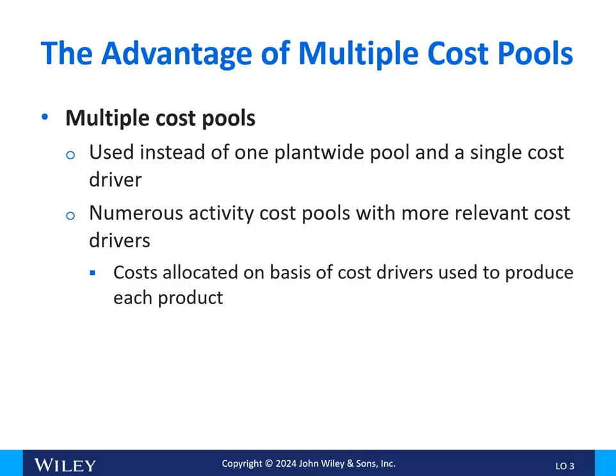So with multiple cost pools, it's used instead of one plant-wide pool and a single cost driver. Numerous activity cost pools with more relevant cost drivers. The costs are allocated on the basis of cost drivers used to produce each product. So it's more relevant to get the certain cost, and as certain activities cost more than others, we're driving those costs to the product that uses up that activity.